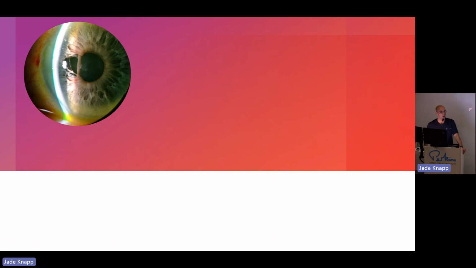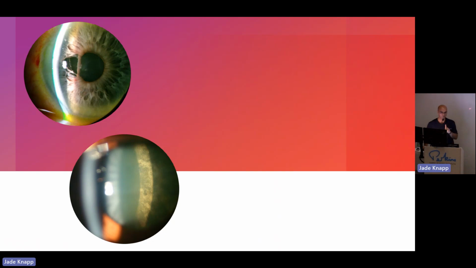A common cause of iris damage during cataract surgery is when you've got a male patient who's on prostate medication, okay? So that's what that first image is, and that damages the iris in ways that then affect cataract surgery. I'll explain that in a moment.